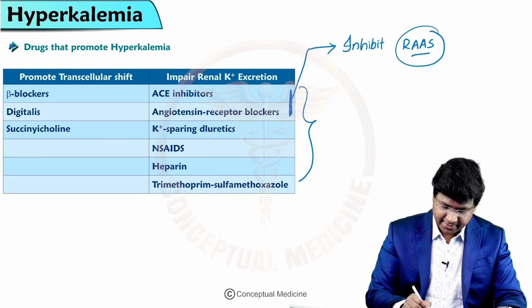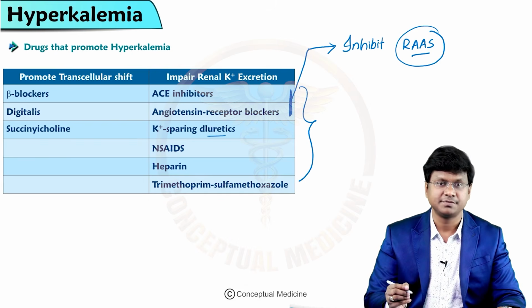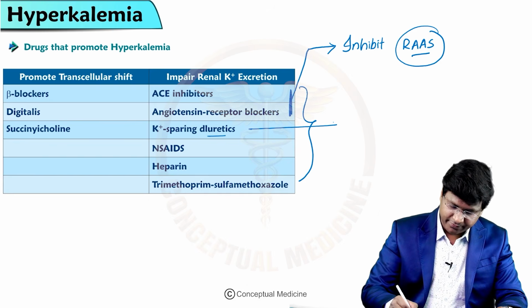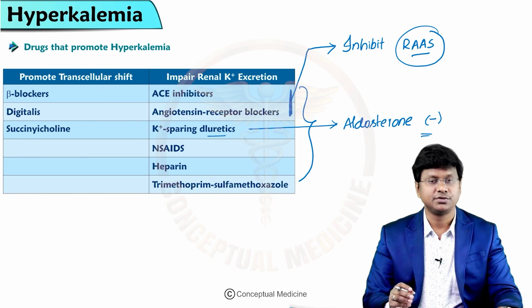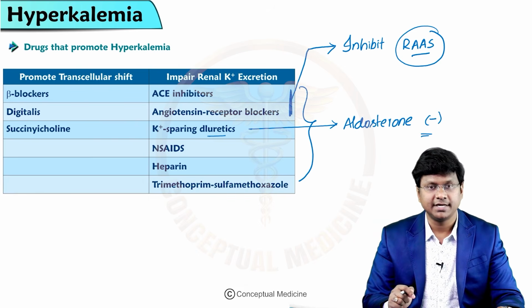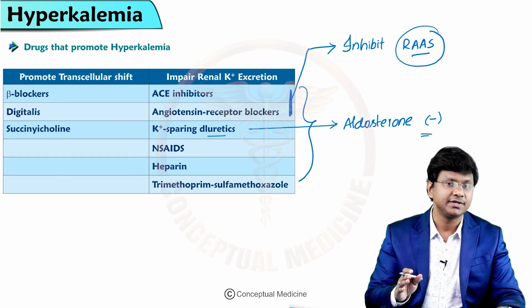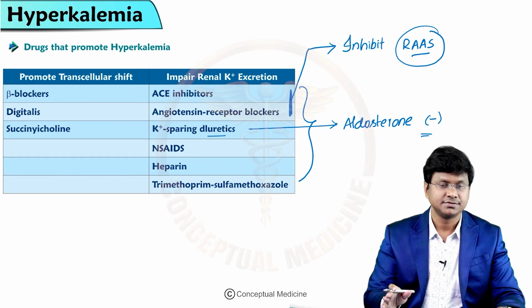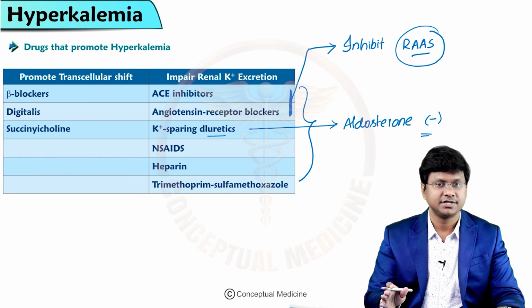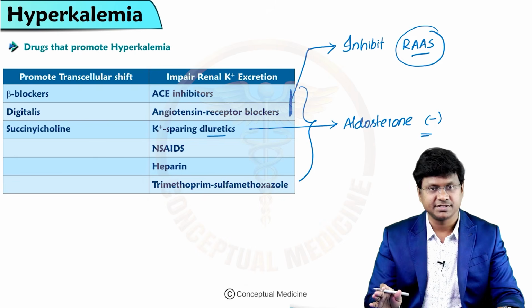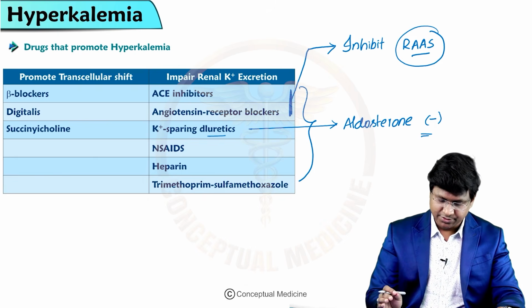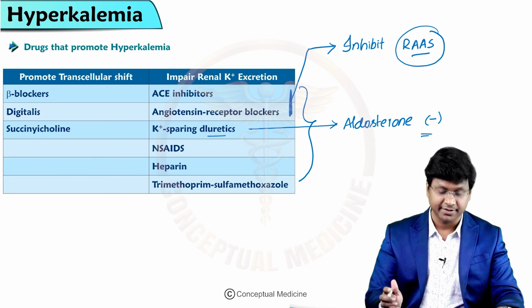Okay, and the same story is with the potassium sparing diuretics also. We have a group of drugs in the potassium sparing diuretics called aldosterone antagonists. What these aldosterone antagonists do is they antagonize the aldosterone receptors. So once they antagonize the aldosterone receptors, the action of aldosterone will not be there, and thereby the potassium excretion does not occur. So that is the story of the potassium sparing diuretics.